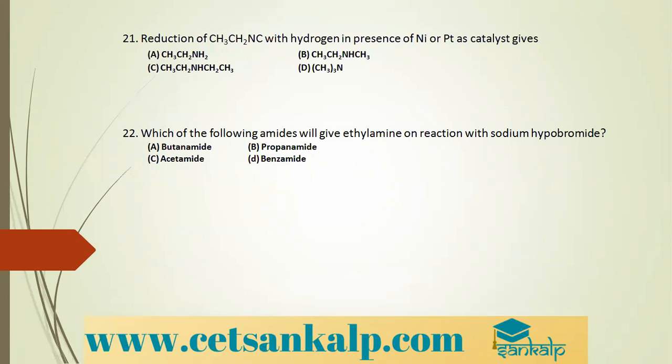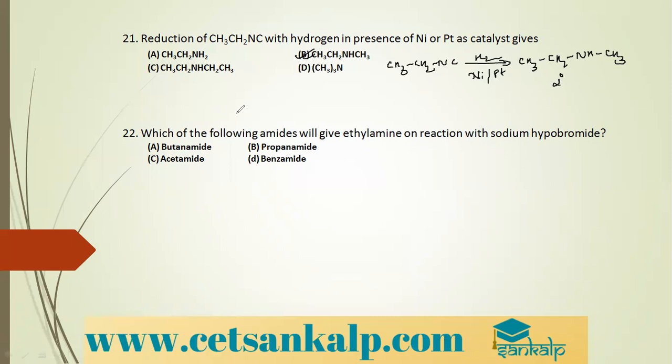Next question. Reduction of CH3CH2NC. What is it? It is isocyanide. In the presence of hydrogen with nickel or platinum as catalyst it gives, so write the compound, a secondary amine: CH3CH2NH and here we get CH3. So I get secondary amine. Which is the correct option? It is option B.